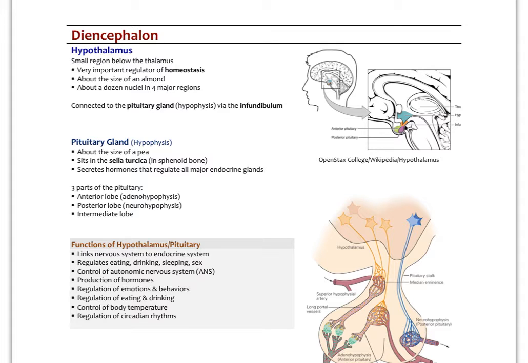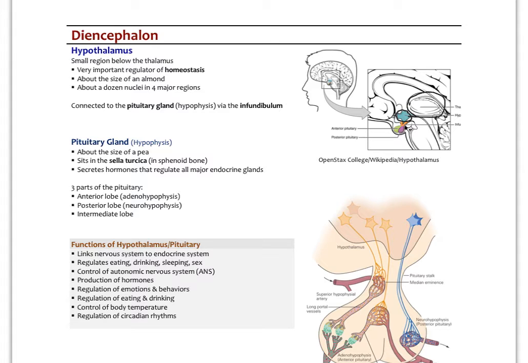The next structure here in the diencephalon is the hypothalamus, and that is just in front of the thalamus. So if you look at the picture over here, it's in the blue. The thalamus is over here. It's much smaller than the thalamus, but hugely important. This is your primary center where the nervous and the endocrine systems are integrated, and this regulates homeostasis. It's really about the size of an almond, but again, its importance can't be underestimated.